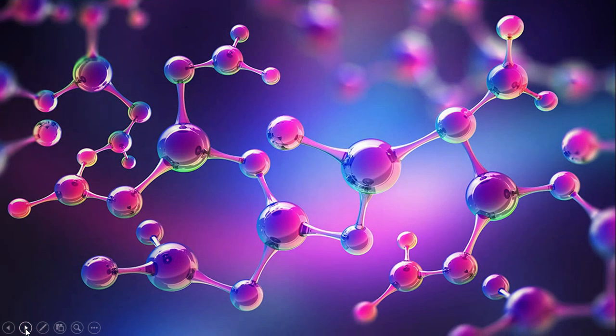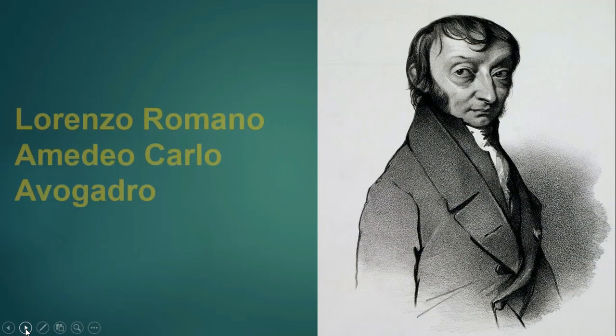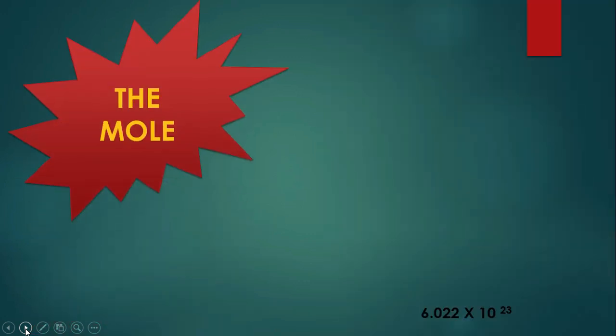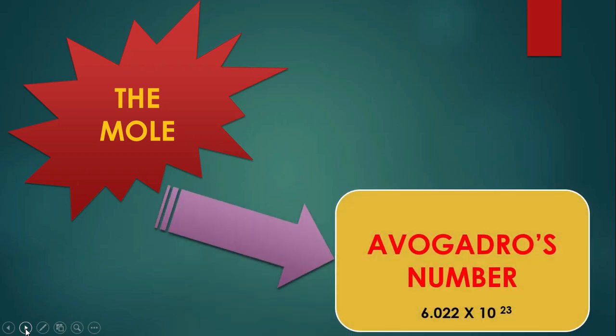Yes students, as you know, atoms, ions and molecules are very tiny particles and they are in a large number, so they need a really big number to represent them. So that's why a scientist named Lorenzo Romano Amedeo Carlo Avogadro came up with this concept. That's why the mole is also known as Avogadro's number, which is equal to 6.022 × 10^23.